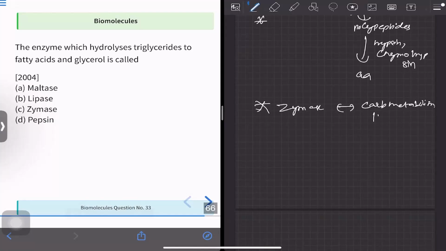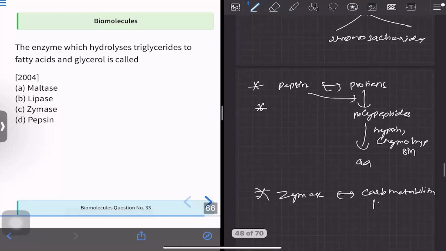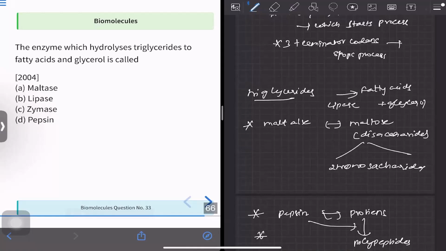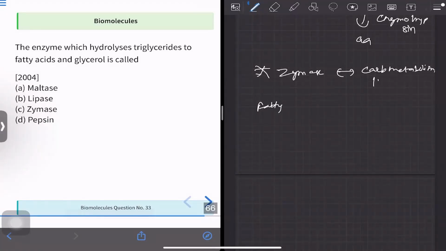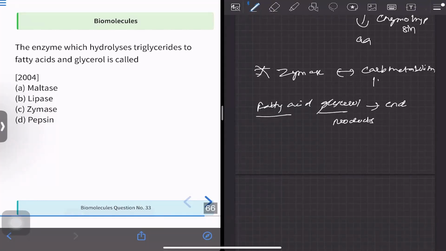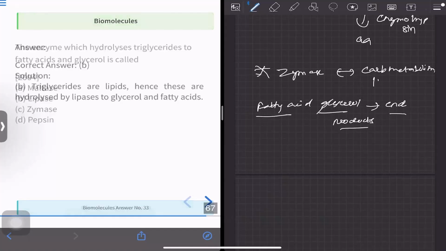Lipase helps in the hydrolysis of triglycerides into fatty acids and glycerol. These are the end products of triglycerides. See, when triglycerides are hydrolyzed, they produce fatty acids and glycerol. These fatty acids and glycerol cannot be metabolized further. That's why they are called end products. See, fatty acids and glycerol are the end products of triglycerides. So option will be B.